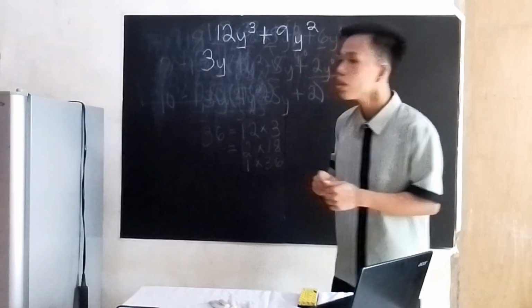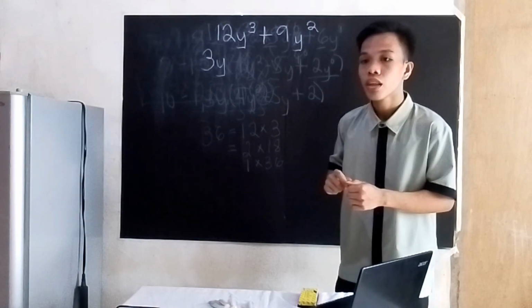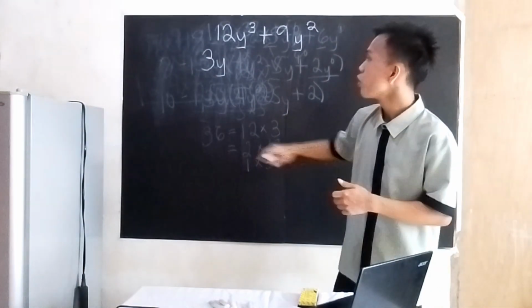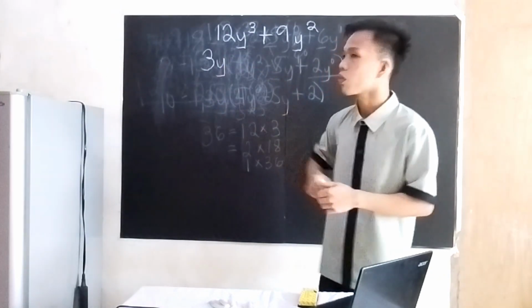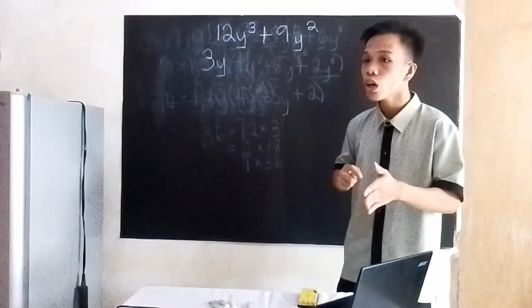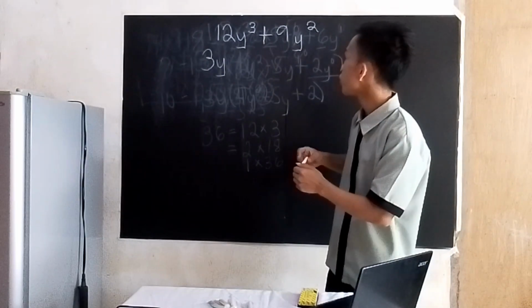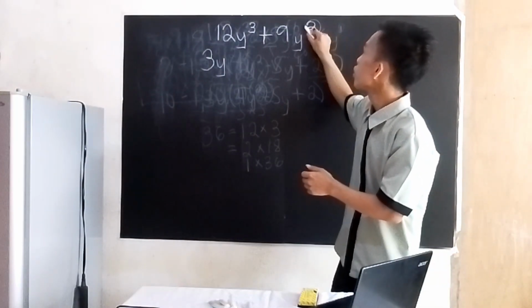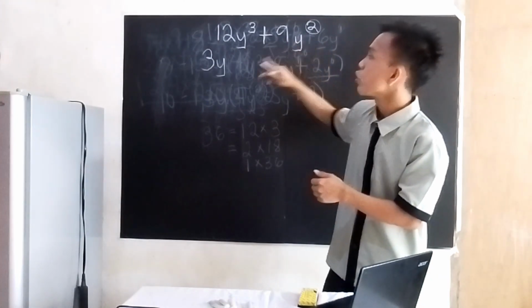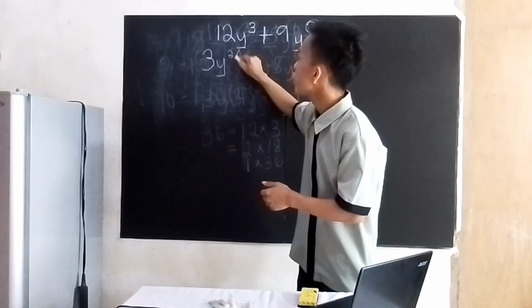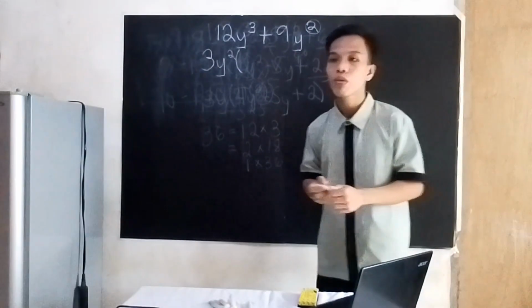The next step, are we done? Not yet, because we do not already know if the exponent is right. So we are going to look for the lowest exponent. So that will be 2. So 3y squared. The next step, so what is the next step?